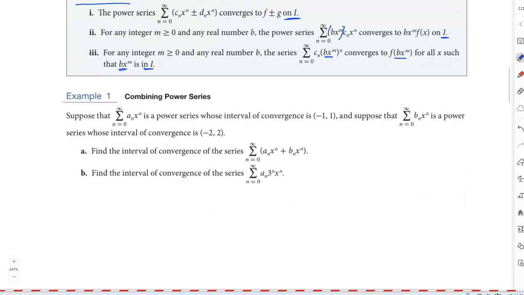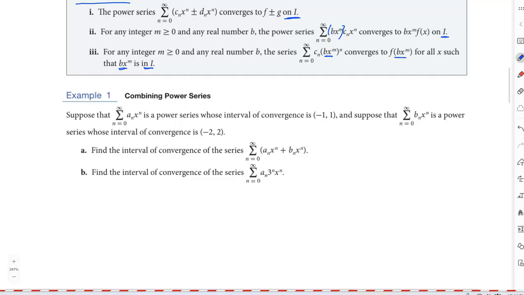So let's look at some examples. Let's look at example 1. We're combining some power series here. Suppose that the sum from n equals 0 to infinity of a sub n x to the n is a power series whose interval of convergence is negative 1 to 1. And suppose that a second series, the sum from n equals 0 to infinity of b sub n x to the n, is a power series whose interval of convergence is negative 2 to 2. We want to find the interval of convergence of the series, the sum from n equals 0 to infinity of the sum of a sub n x to the n plus b sub n x to the n.